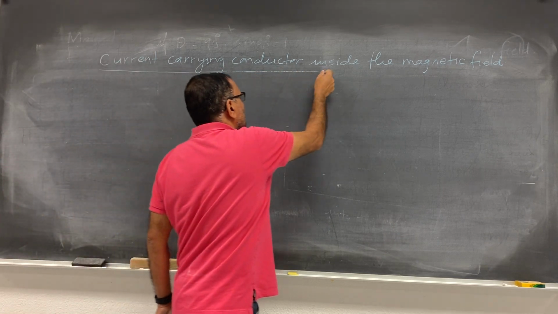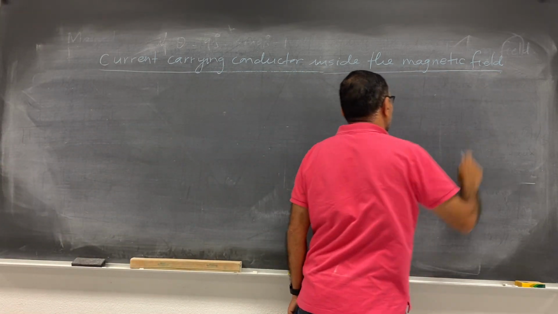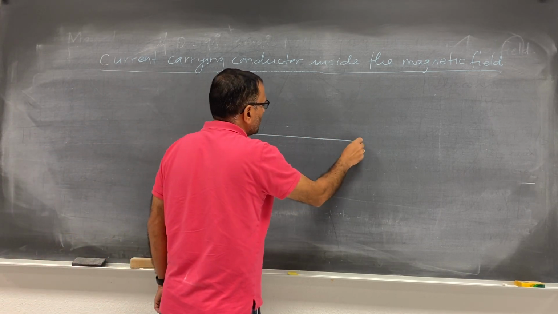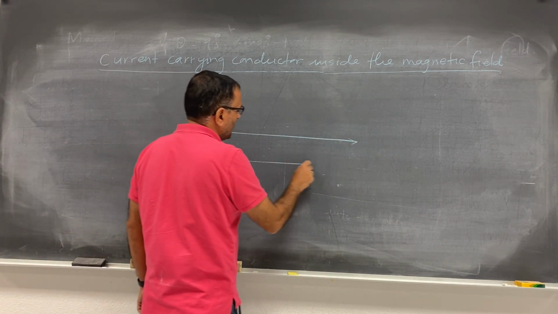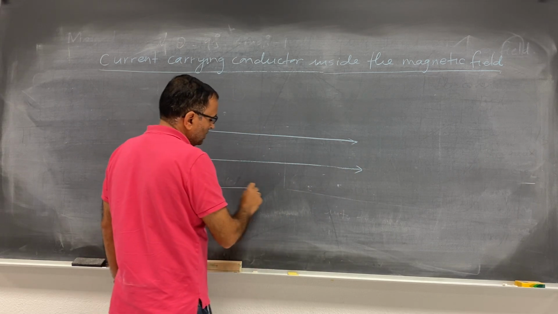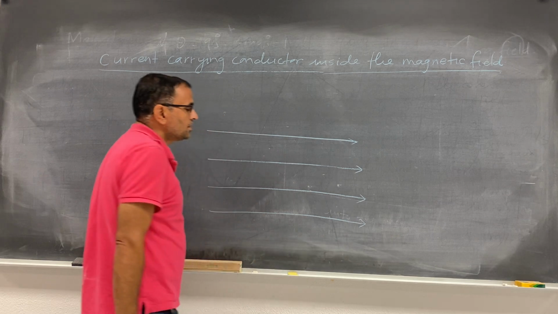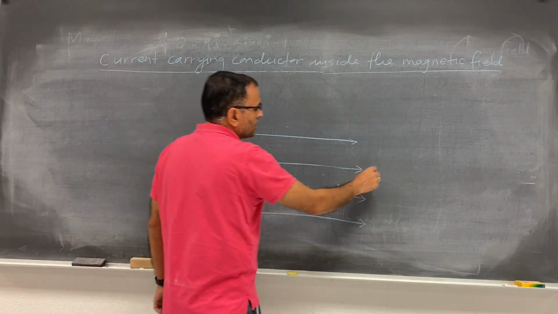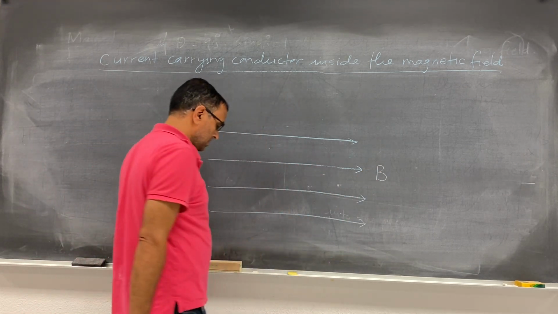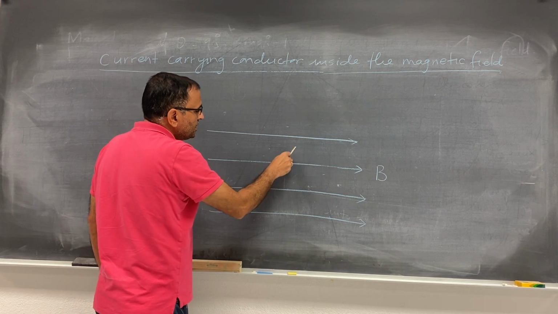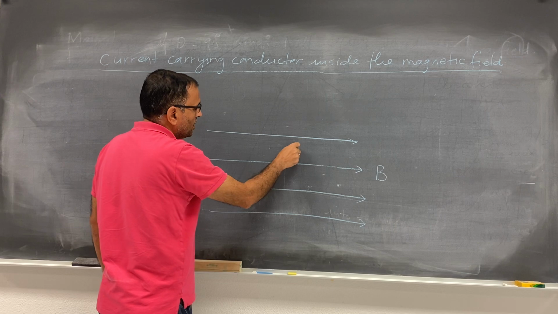Current carrying conductor inside the magnetic field. Okay, let me draw the magnetic field like this. This is my magnetic field. I can draw it this way also, in this direction. This is the magnetic field. The magnetic field is B. Okay, and this is the conductor, L1.